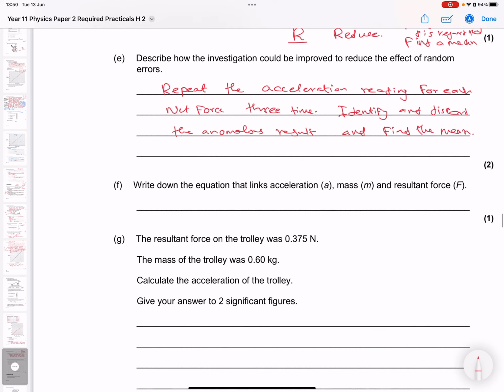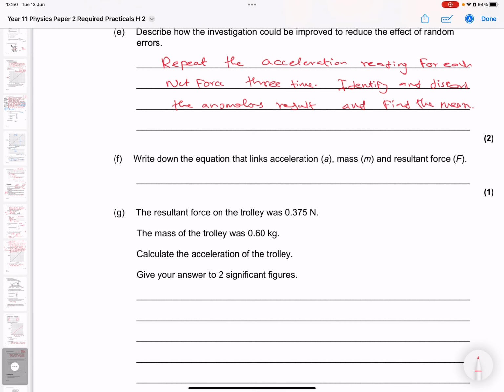Okay, write down the equation that links acceleration a, mass m, and resultant force F. That is based on Newton's second law. F is equal to m times a. So net force is directly proportional to acceleration, and mass is inversely proportional to acceleration. So F is equal to ma.